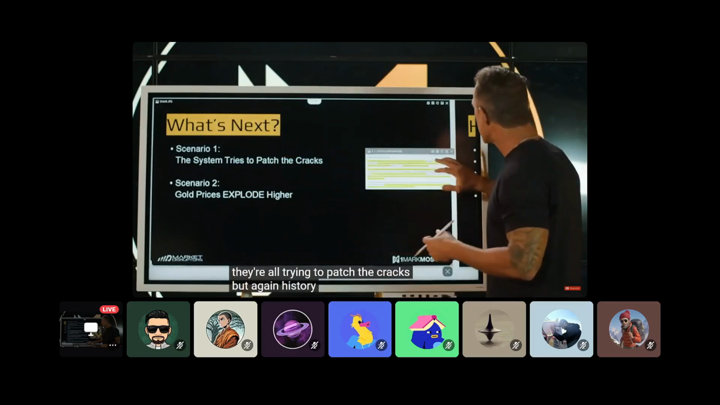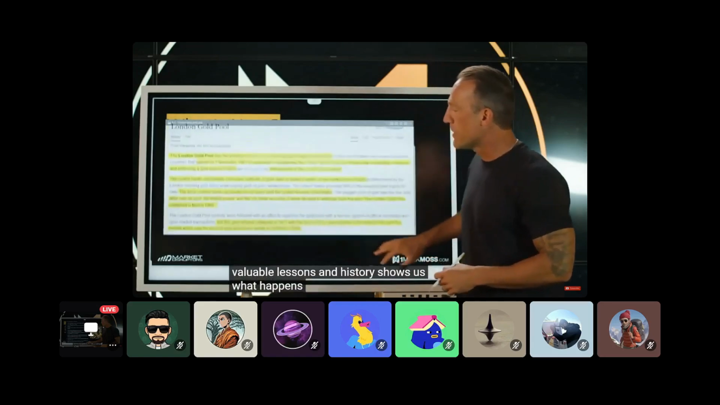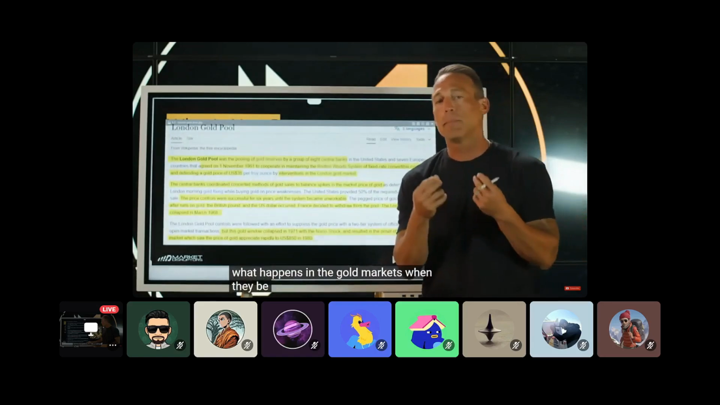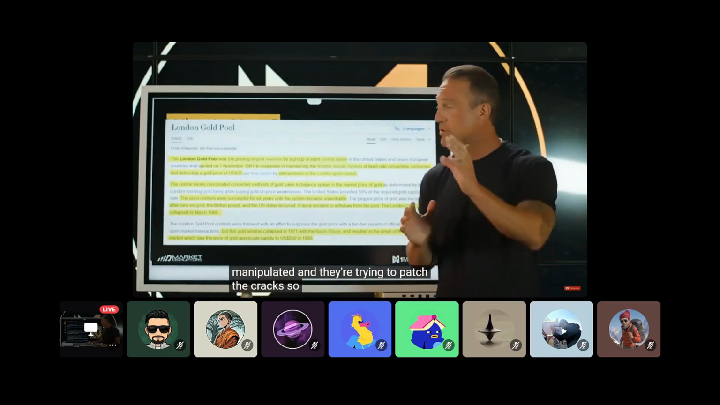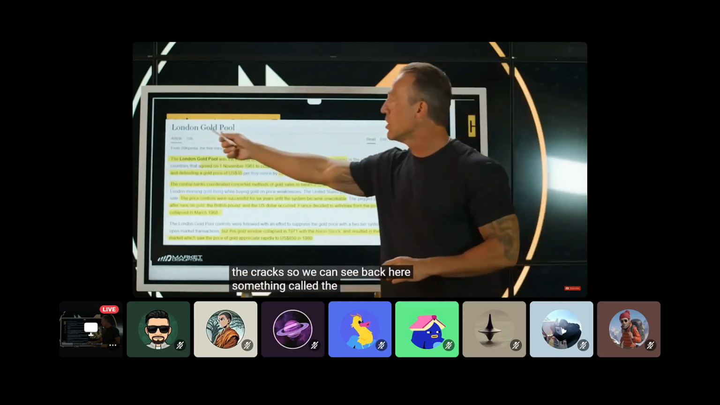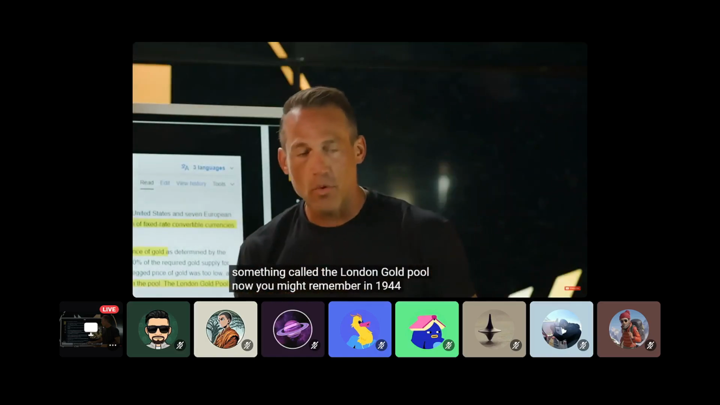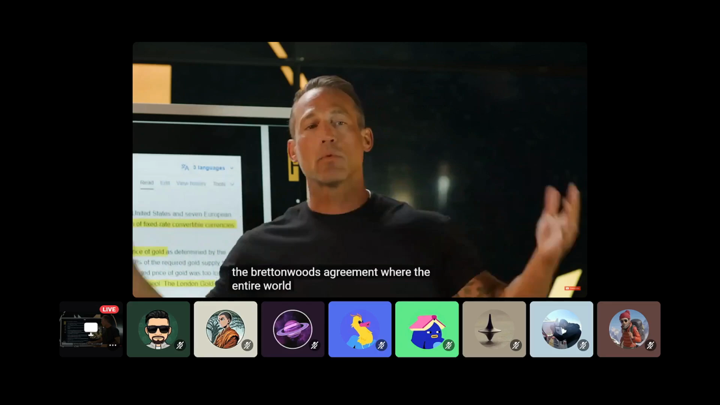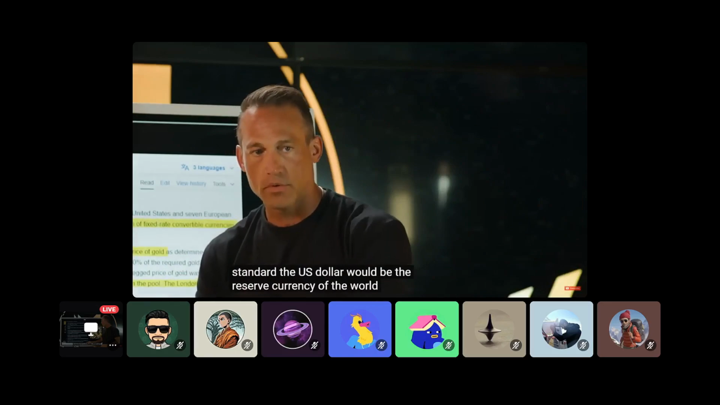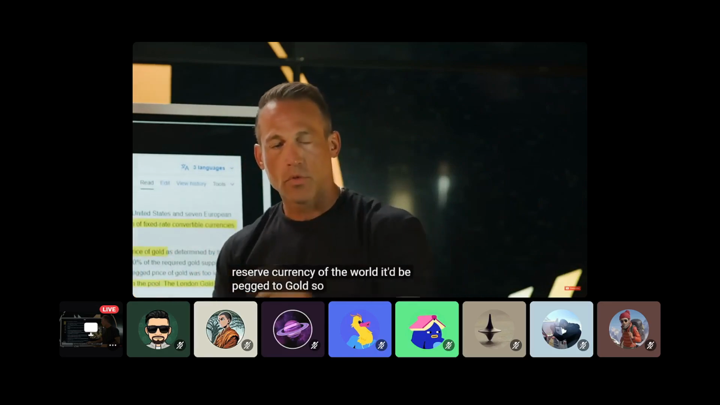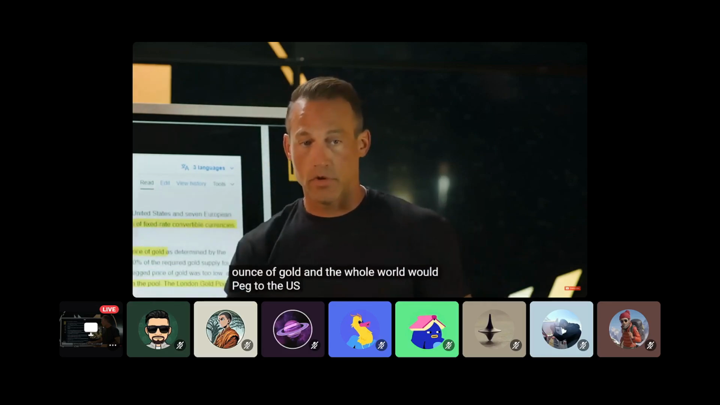But again, history gives us so many valuable lessons. And history shows us what happens in the gold markets when they become over-manipulated and they're trying to patch the cracks. So we can see back here something called the London Gold Pool. Now, you might remember in 1944, we had the Bretton Woods Agreement where the entire world went onto a gold-backed standard. The US dollar would be the reserve currency of the world. It'd be pegged to gold, so 35 US dollars would equal 1 ounce of gold, and then the whole world would peg to the US dollar.